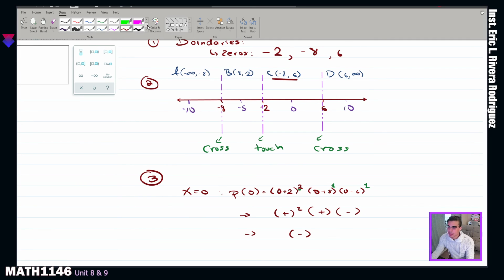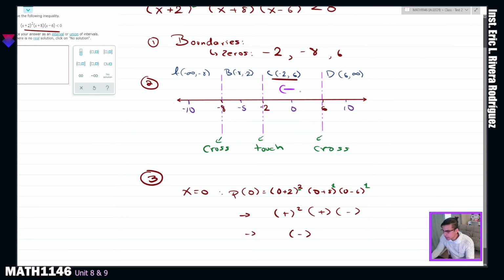All right, so we have a negative sign here. Region D: what will be the sign of region D if the graph crosses at 6? It's going to be positive. Region B, if the graph touches at negative 2.